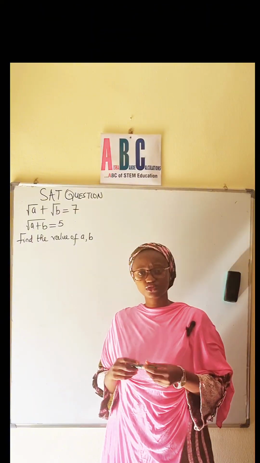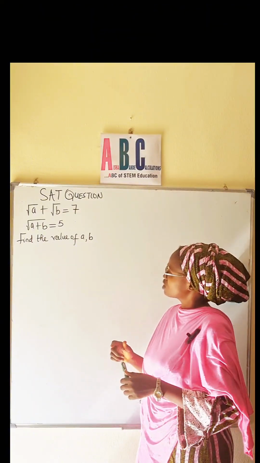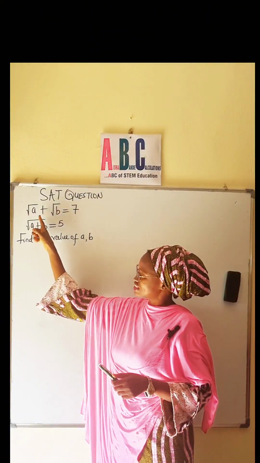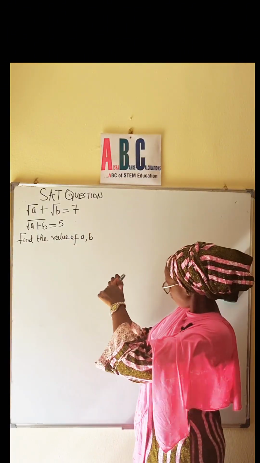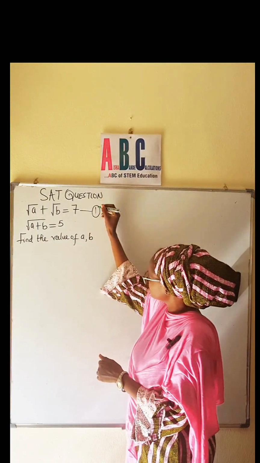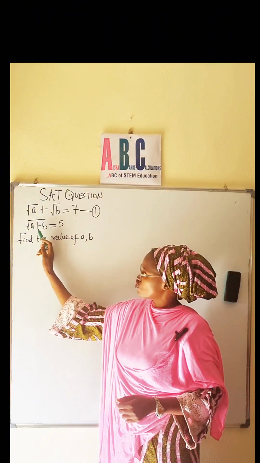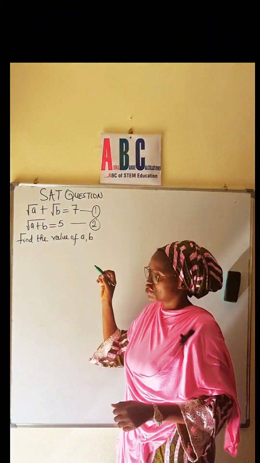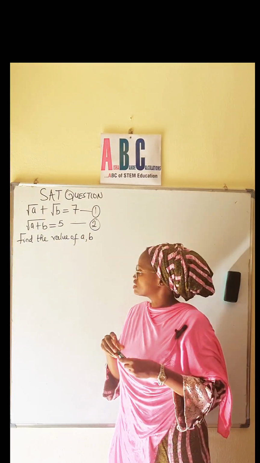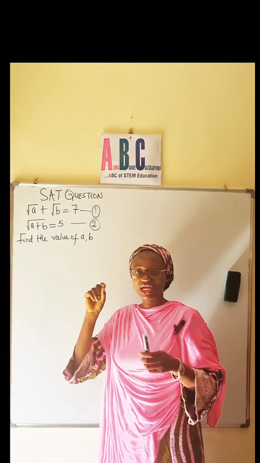So today we have a question to solve, which is an SAT question. The question reads: root A plus root B is equal to 7. This is equation 1. And the second one says the root of A plus B is equal to 5. This is equation 2. We are asked to find the values of A and B.